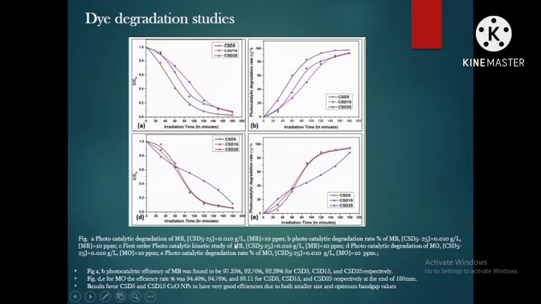You can observe around 90 to 92 to 97% dye was degraded within a span of 180 minutes in both the cases. So, all these results favor that the copper oxide nanoparticles exhibit very good efficiencies of dye degradation because of their smaller size as well as optimum band gap values.